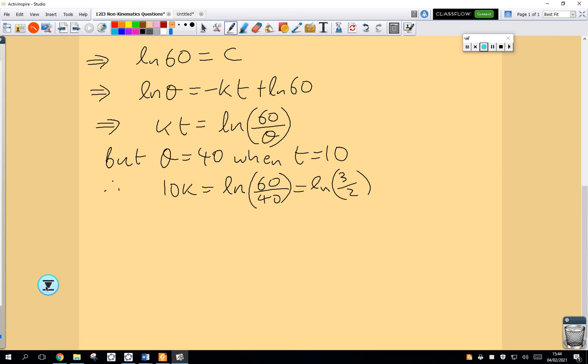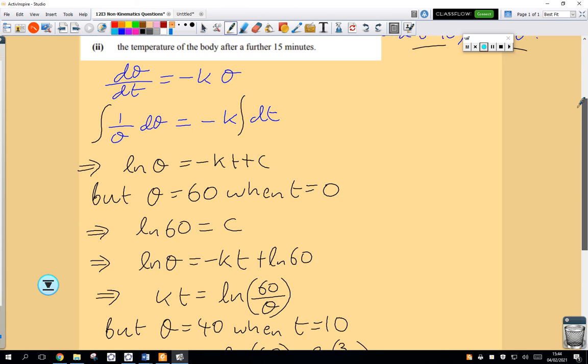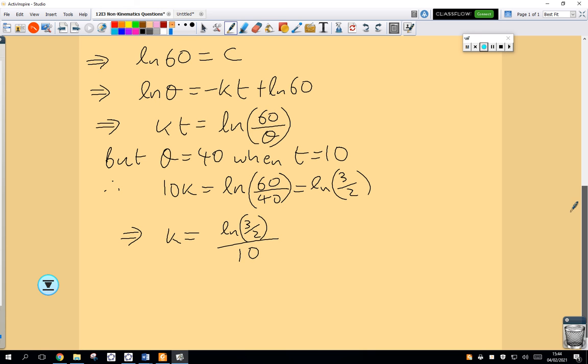So dividing on both sides by 10, k is equal to the natural log of 3 over 2, all divided by 10. Okay, and that's the first part of the question. It says find the value of k. So the value of k is that value there. That's what k is.